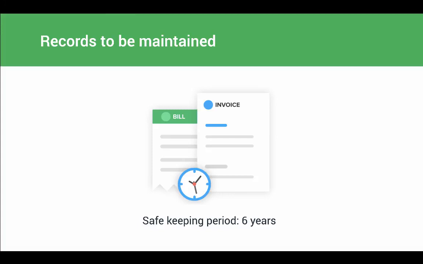Records for tangible and intangible assets should be maintained for a time period of 6 years, and records for immovable assets like real estate should be maintained for a time period of 10 years plus an additional 5 years from the date of purchase, which will be around 11 to 15 years.